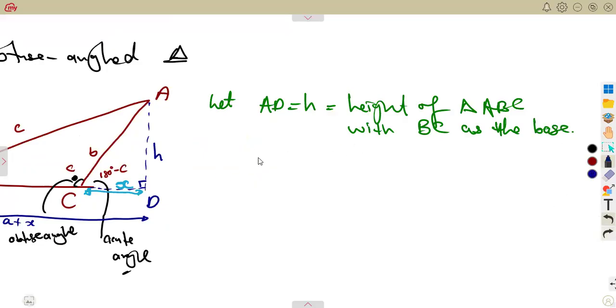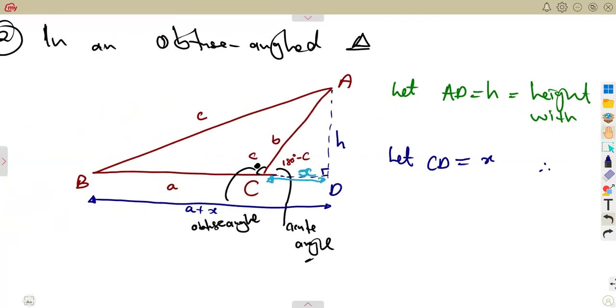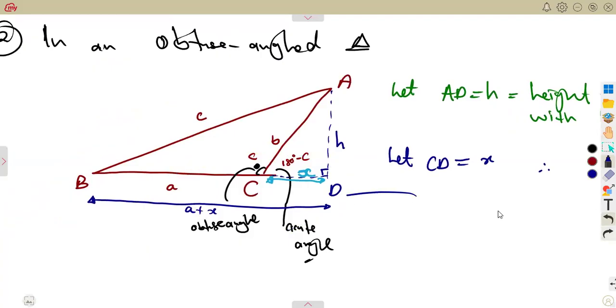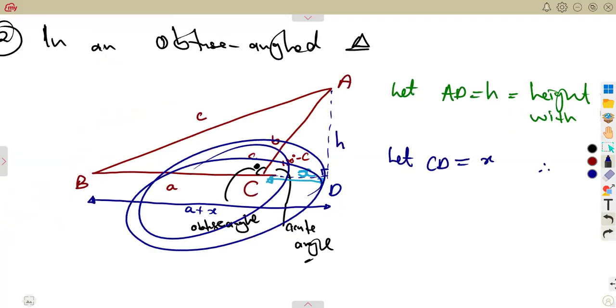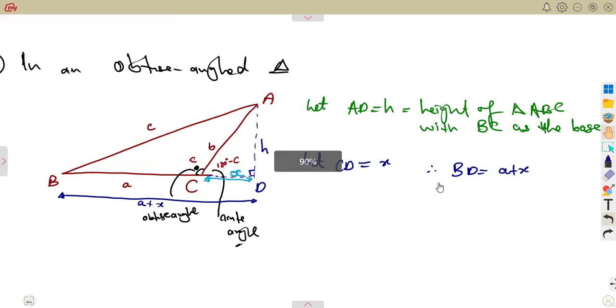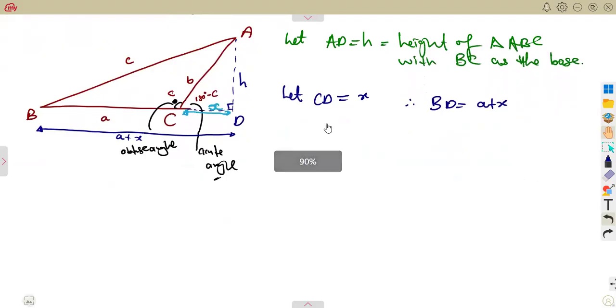So if we let this also, we had CD equal to X. So we're going to let CD be equal to X. So therefore, we are obtaining the whole length of BD. So therefore, BD is A plus X. This is what we saw here, the whole of BD, A plus X. So that's it. Let us work out our diagram to see those formulas. How are we going to generate them?